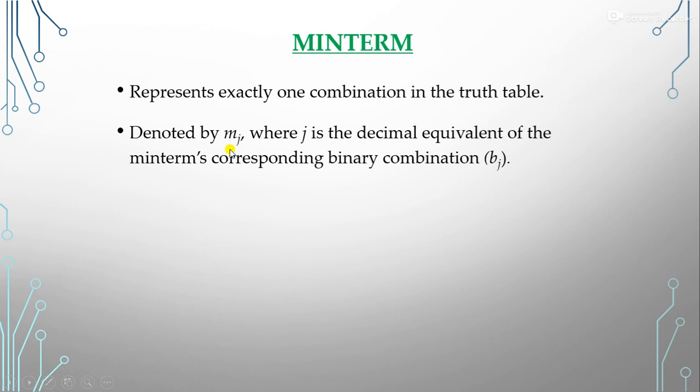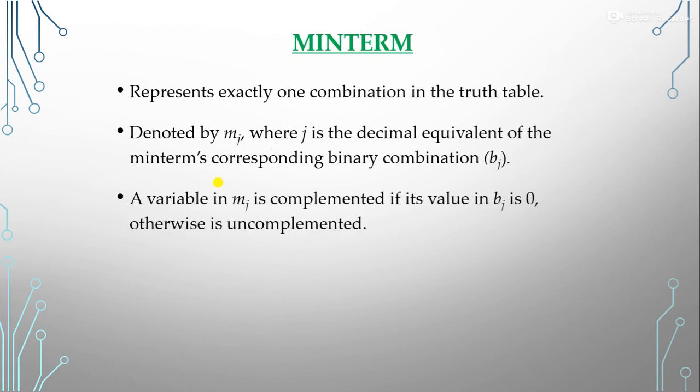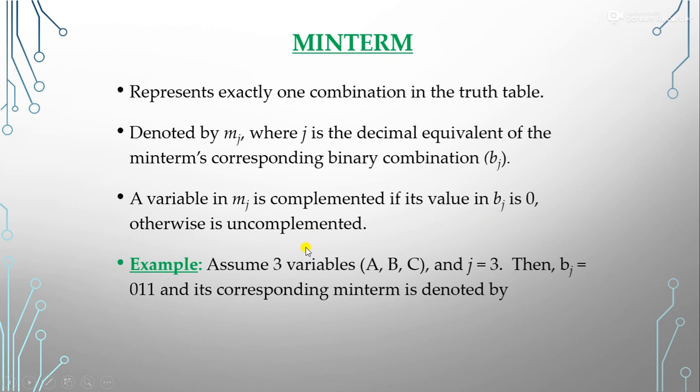So here we take the small mj to represent the min term. A variable in mj is complemented if its value in bj is 0, otherwise it is uncomplemented. It means that if our bj value is 0, we use the complemented variable. Suppose we have variable x, we use x dash for 0, otherwise for 1 we use x. Now let's take an example of this.